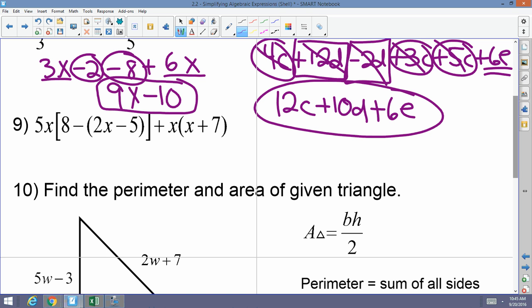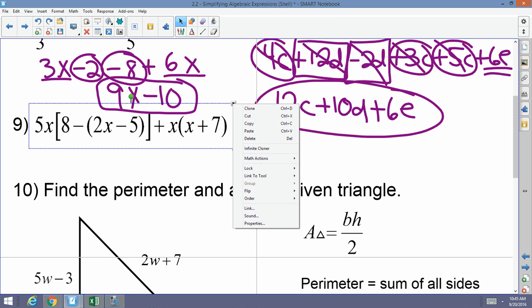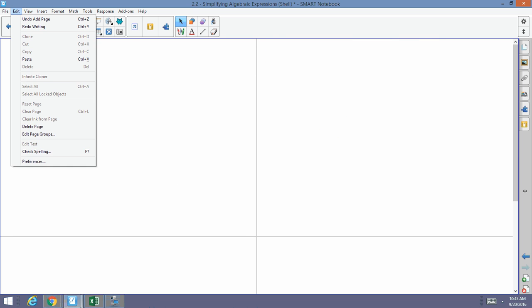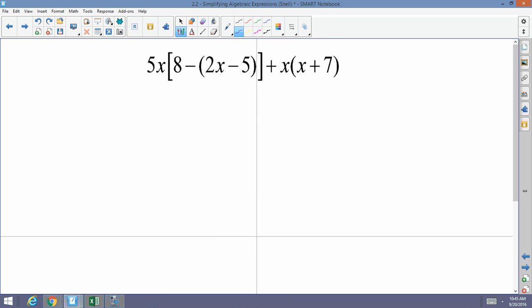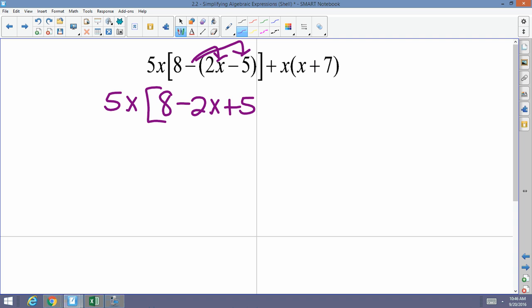Remember, we're working with a lot of parentheses here. Remember your order of operations. So I'm going to first take care of this stuff in here. So I've got a 5x. Actually, let me give myself plenty of space here, y'all. Okay. So I've got 5x times a bracket, just another operation symbol. It's like a parenthesis. 8. Distribute this negative. Minus 2x plus 5. Close that bracket. Plus. Distribute that x squared plus 7x.